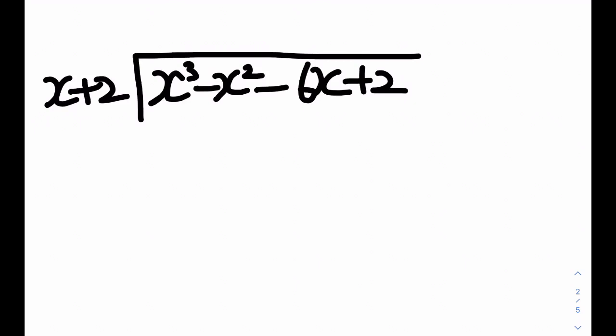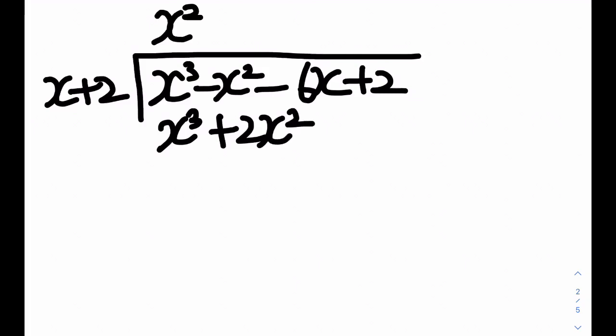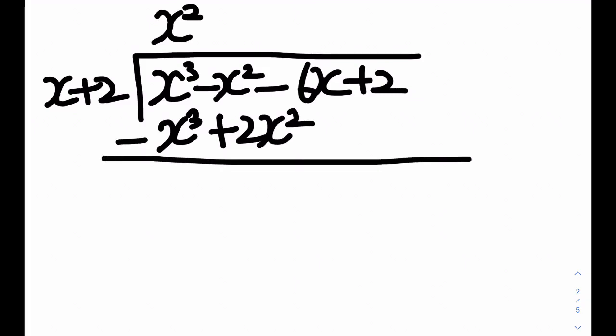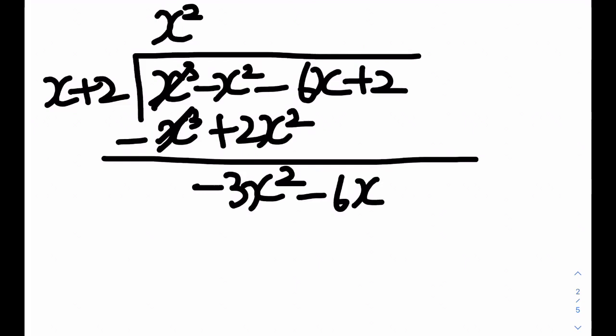Okay guys, so can x go into x to the power of 3, or in other words, can x cancel out x to the power of 3? Yes, if we multiply x plus 2 by x to the power of 2. If we multiply those two together, we get x to the power of 3 plus 2x squared. And if we subtract those, these two will cancel out. We will be left with minus 3x squared, because the x squareds add up, and minus 6x plus 2.